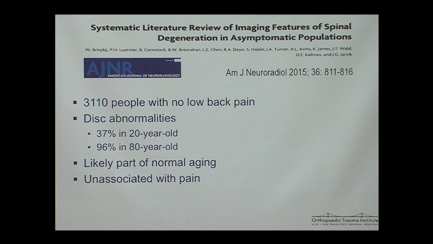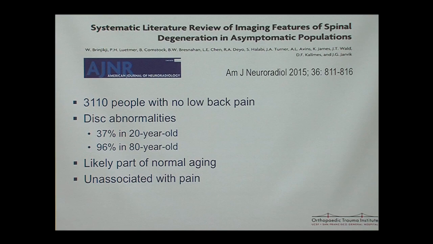So this is an article from the American Journal of Neuroradiology published in 2015. They picked more than 3,000 people who do not have pain and took an MRI. Two neuroradiologists read those MRIs. They saw 37% of the people at 20 years old have an abnormality, and 96%, almost 100%, abnormality seen in the 80-year-old male people.